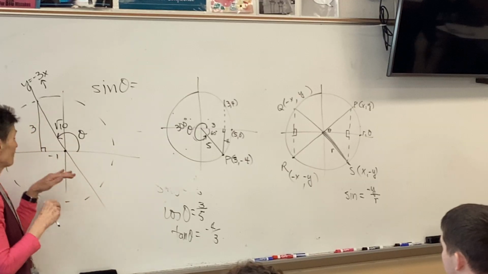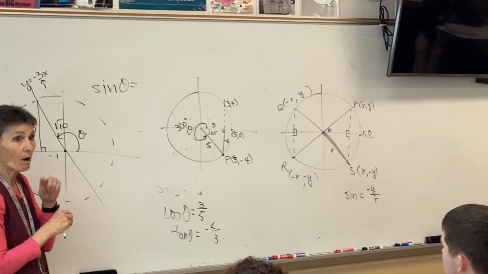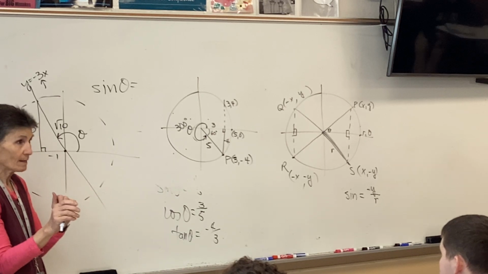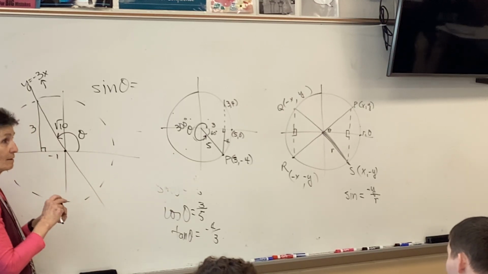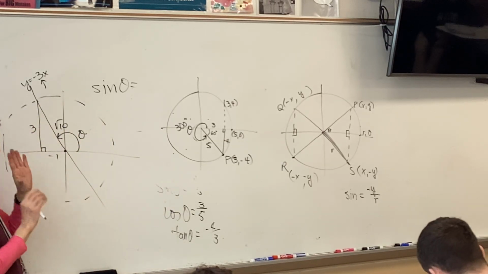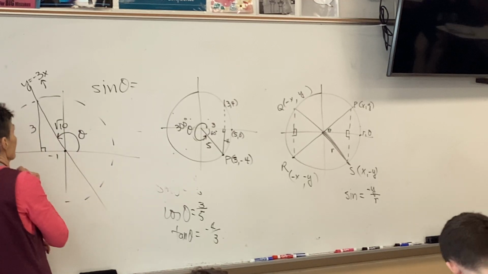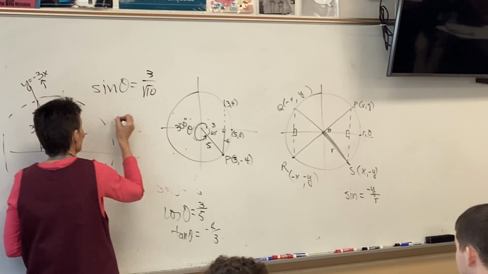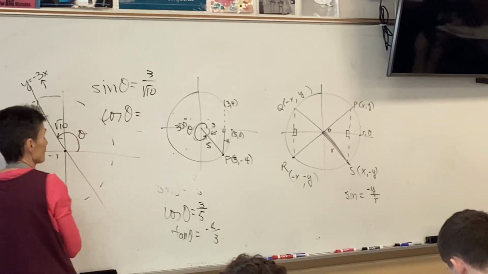Quick comment. X and y can be negative. R will never be negative. R is positive. Okay? So remember that. R is positive no matter what. X and y can be negative. Oh, I shouldn't say that. Till we get to polar coordinates, then R can be negative. But right now, R is going to always be positive. So, what's the sine? 3 over root 10. Beautiful. What's the cosine?